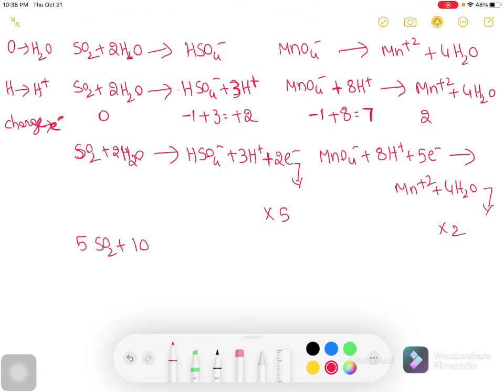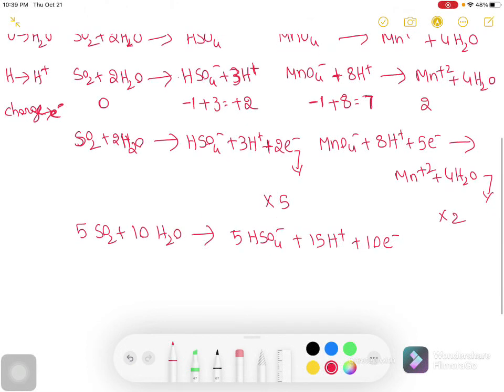5SO2 plus 10H2O gives 5HSO4 minus plus 15H plus plus 10 electrons. I multiplied the entire equation with 5 simply to equate the number of electrons, and I am equating for cancellation purposes. Right? And then the second equation we have to multiply with 2, then we get 10 electrons. So 2 MnO4 minus plus 16H plus plus 10 electrons gives rise to 2 Mn plus 2 plus 8H2O.